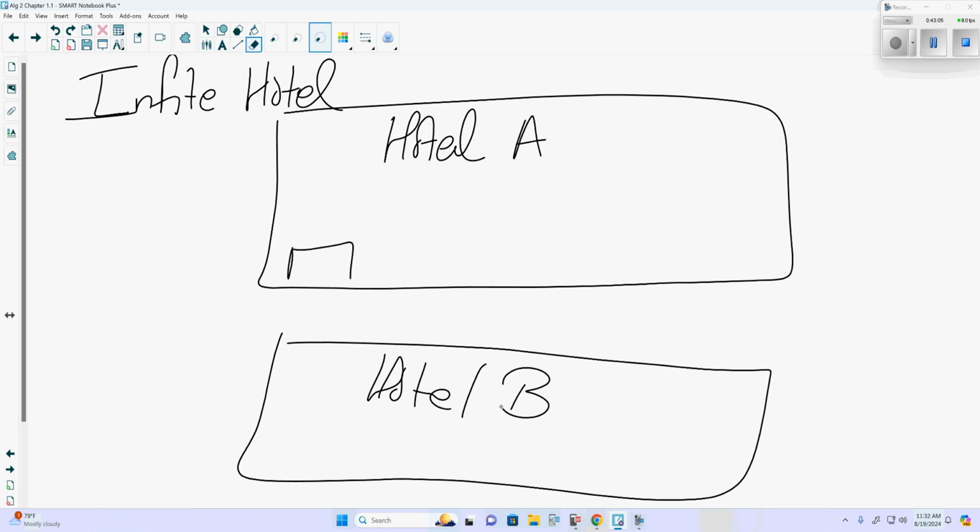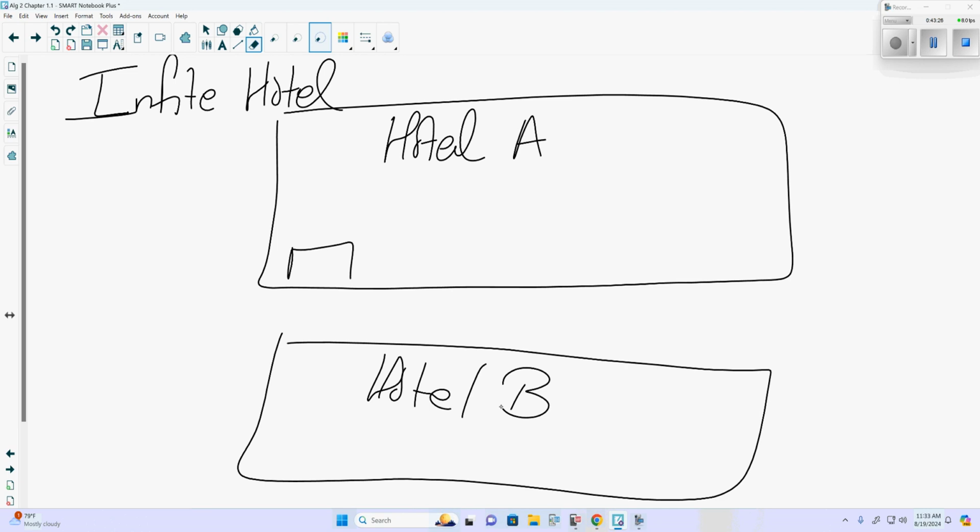1 is going to move to 2. But room 2 is not going to move to room 3. 2 is going to go to 4. 3 is going to 6. 5 is going to 8. All of them are going into the next even number. Well, how many even numbers do we have? Infinite. There's an infinite number of even numbers, yes?